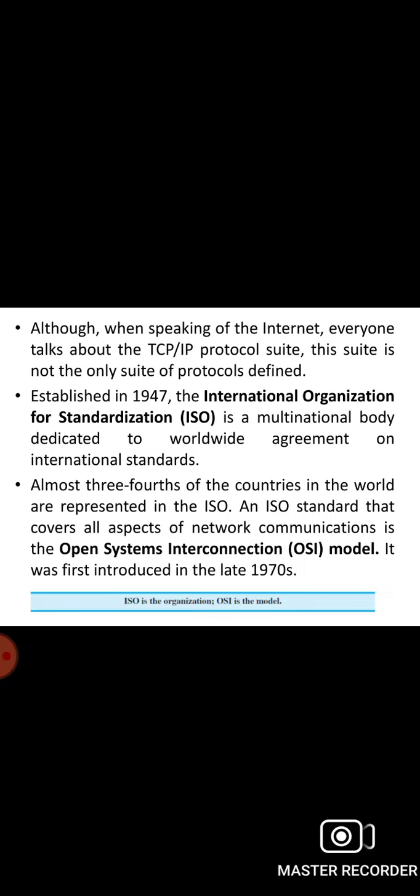It consists of 7 separate but related layers, each of which defines a part of the process of moving information across a network. An understanding of the fundamentals of the OSI model provides a solid base for exploring data communication. Let us see the model here.